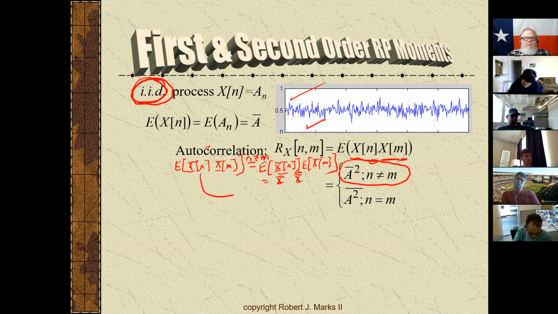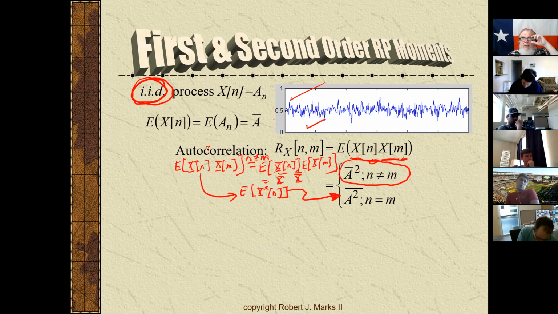If n is equal to m, what do we have? We have the expected value of x squared of n, which is equal to the second moment, right? If n is equal to m. And so that's the reason that we have the result that we have here. So this is all well and good. And so this is what we have if we have IID points.